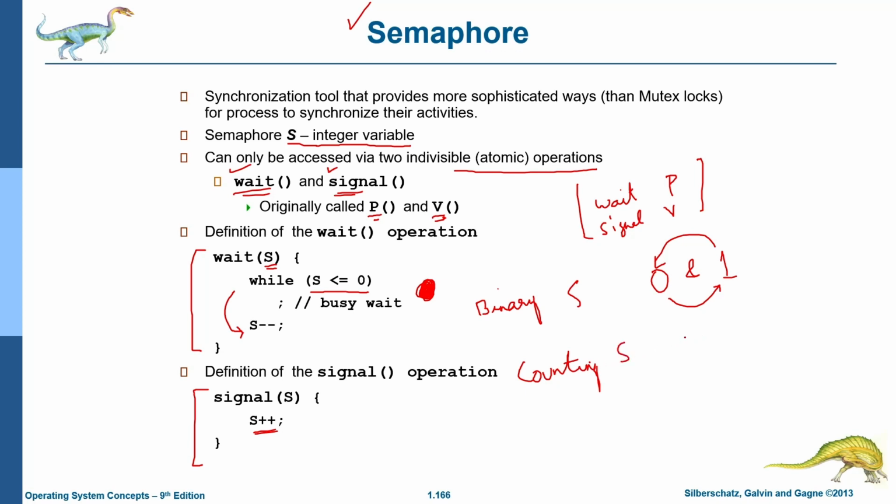Their values can be more than 1. Like the value can be 5, for example: 5, 4, 3, 2, 1, 0. All of these values this integer can take.